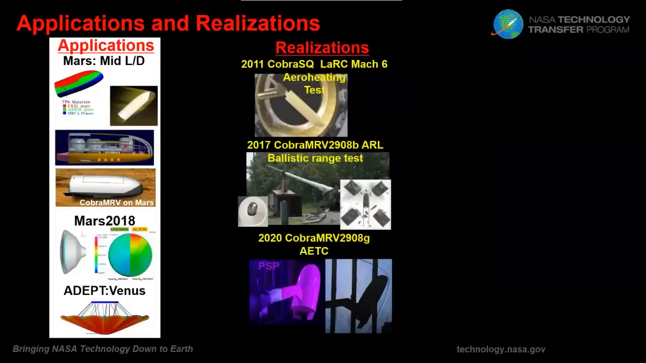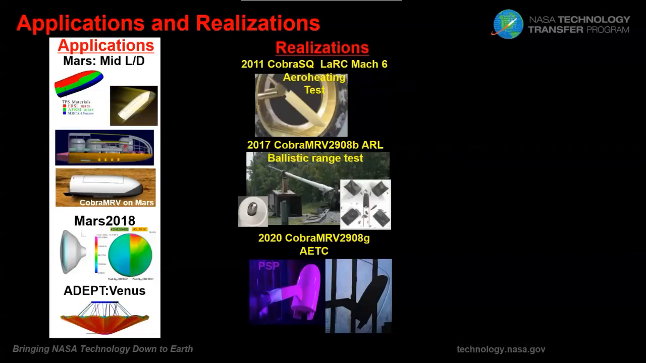Here I'm just highlighting the different applications that we've applied this process to, as well as some of what I call realizations. Again, as I mentioned, the Mars concept, which is a mid L/D concept. It turns out that for NASA's Mars missions, there are two concepts in consideration. One of them is based on this process, which we call the COBRA MRV. We also applied this to Mars 2018, when early on they were trying to look for an alternate vehicle shape. However, that didn't get selected, but we also applied it to other concepts for Venus.